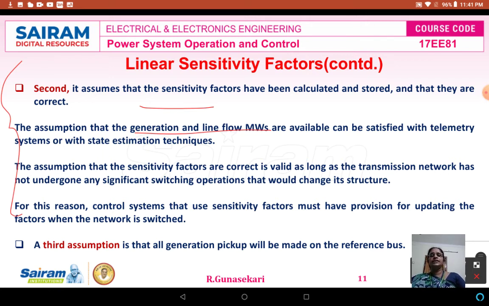So for this reason, the control systems which can be used need provision for updating the sensitivity factors when the network is switched. This is the second assumption. The third assumption is that all the generation pickup will be made on the reference bus only.